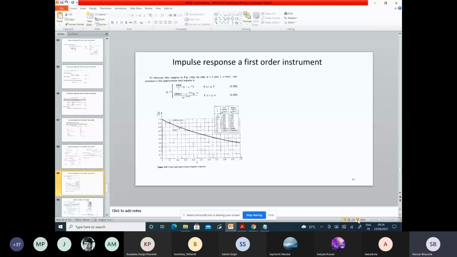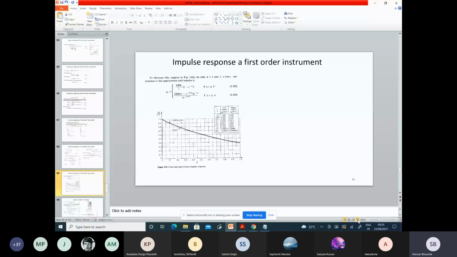Now come to the impulse response. In the impulse response, we give an impulse to a first order instrument. Whatever input I am saying, this is a kind of measurand. We want to measure it, and we want to know how the output will be, because from there we need to know what the input will be, although it is changing with time. For the impulse input, we see that the output will gradually decrease and come to zero. Steady state error will also be zero.